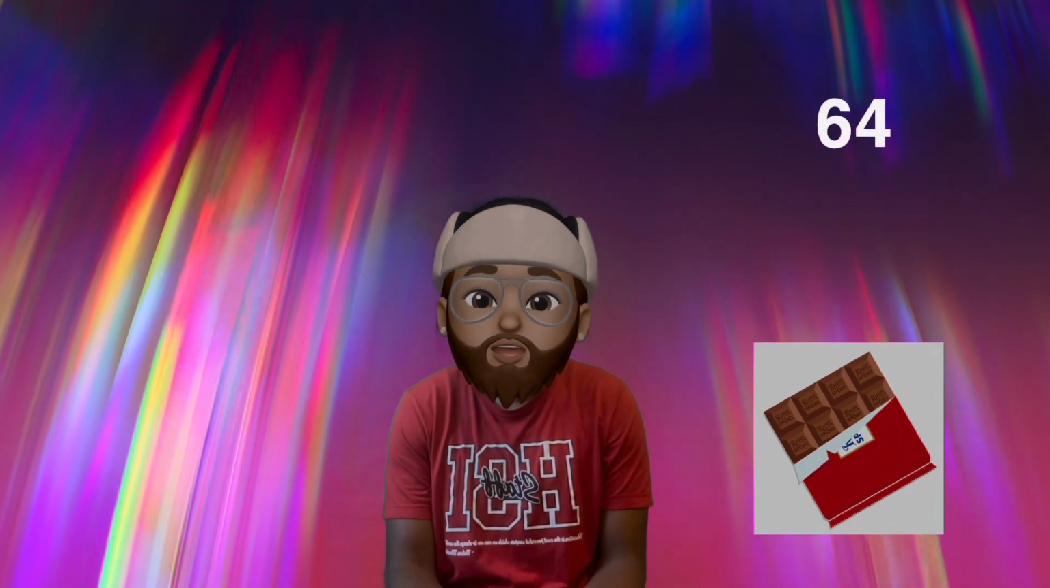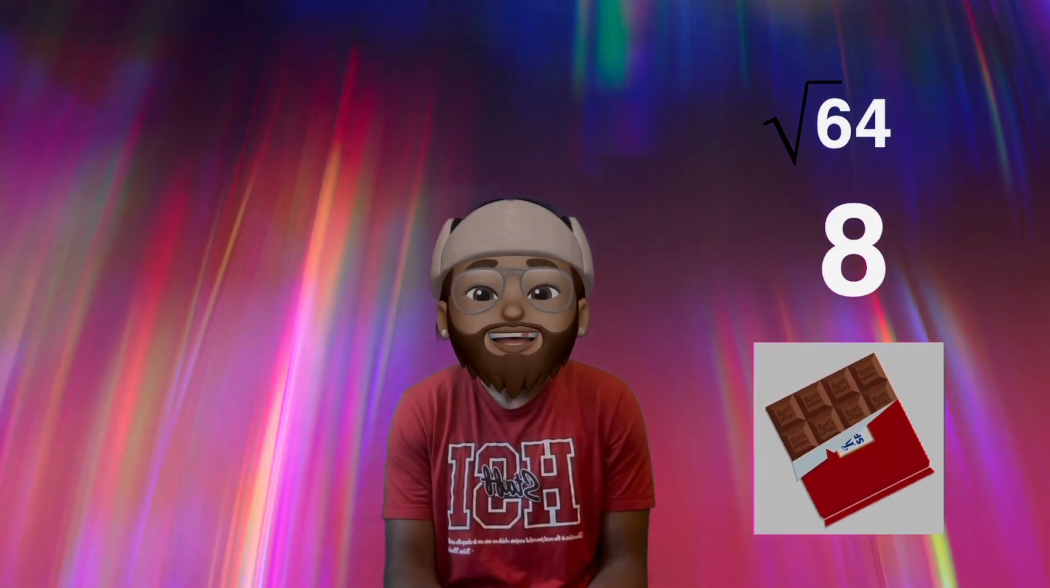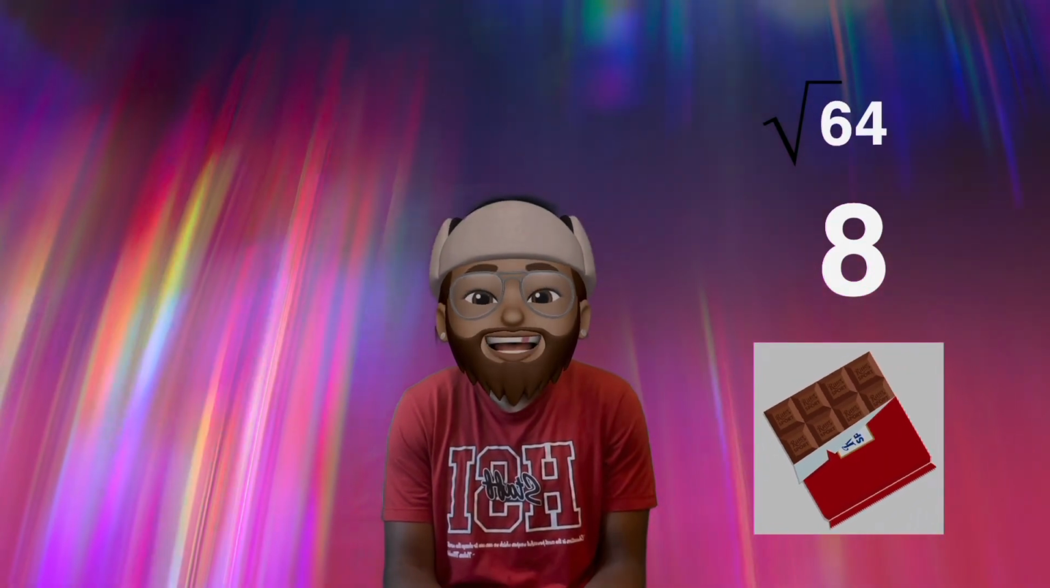Let's go through an example. Imagine a chocolate bar shaped like a square with an area of 64 tiny squares. How long would one side be? Precisely, 8. Because the square root of 64 is 8. Each side of our chocolate square has 8 tiny squares.